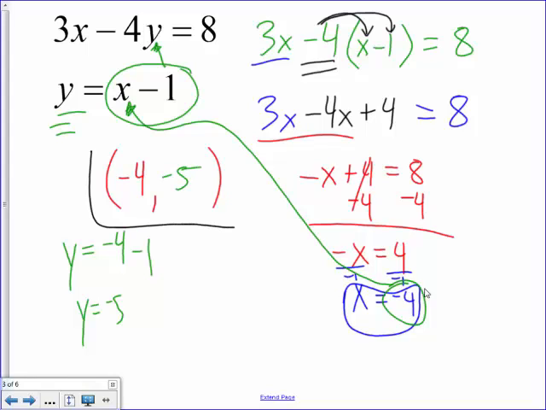So all solutions should be an ordered pair just like that. So that's the only point that works for both of these equations. If I were to graph both these equations, that would be the point of intersection.